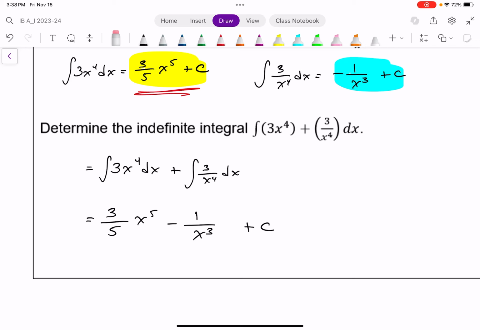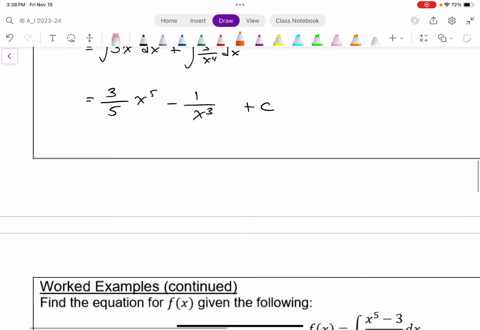And so keep in mind, again, much like when we differentiate, if we have multiple terms that we're finding an integral of, or we're trying to integrate, we can just break them up into the individual terms.